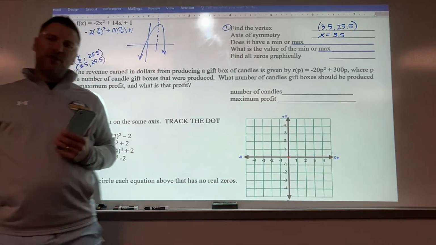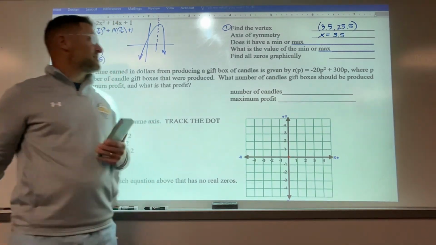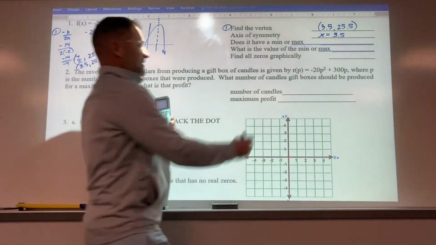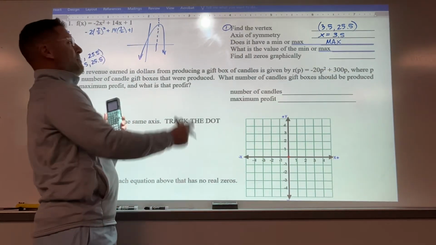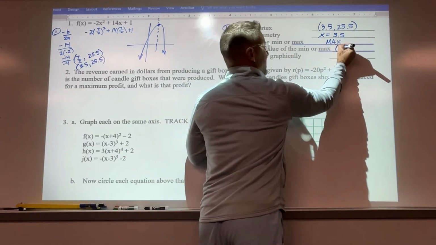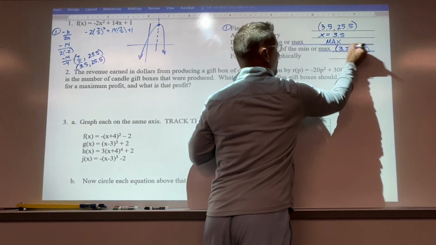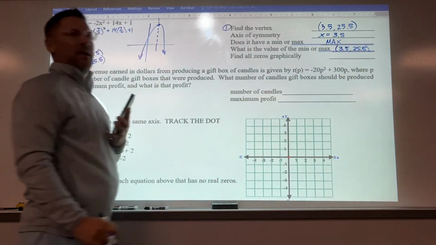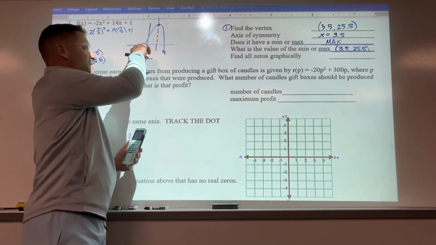Does it have a min or a max? Don't answer with yes. Answer with which one it has. It has a max. What is the value of the min or the max? The value of the max is the vertex. So it has a max at (3.5, 25.5). And I got most of the stuff I need off there, except for the zeros.